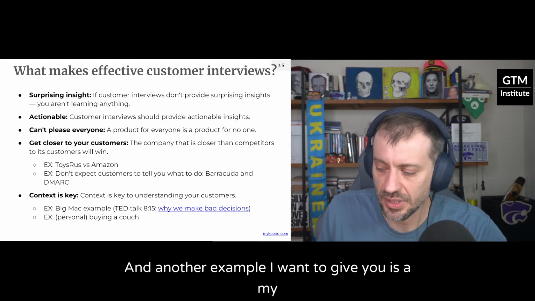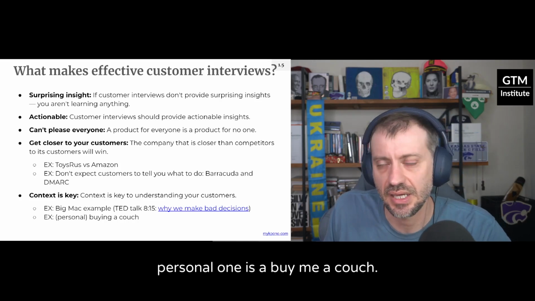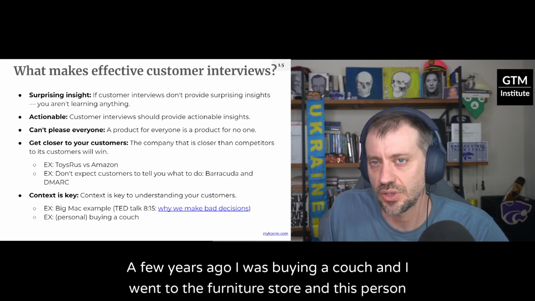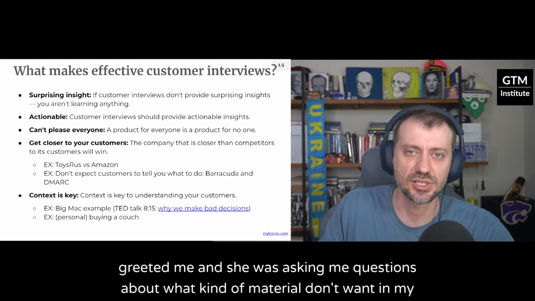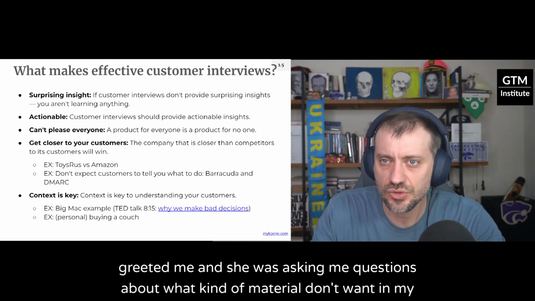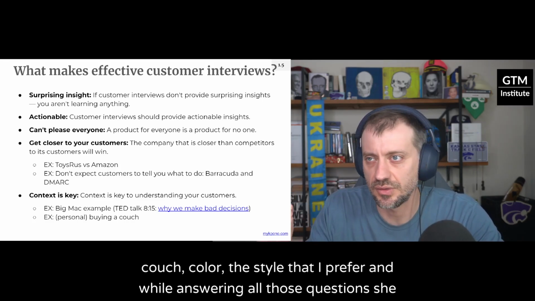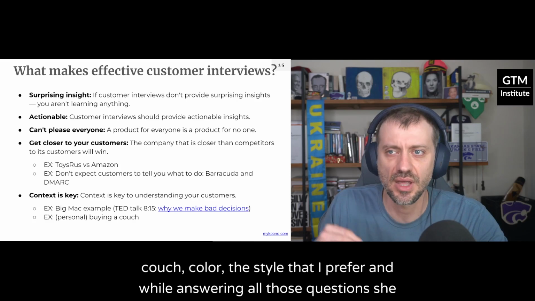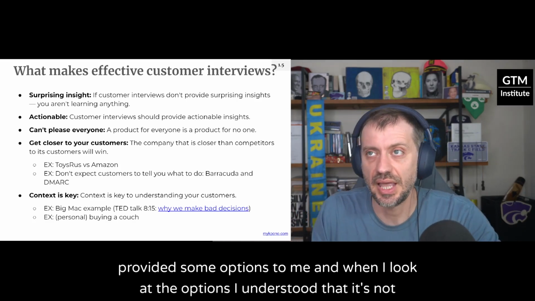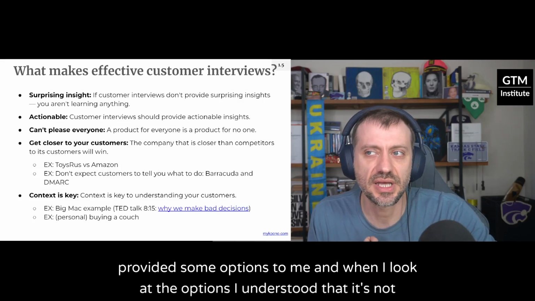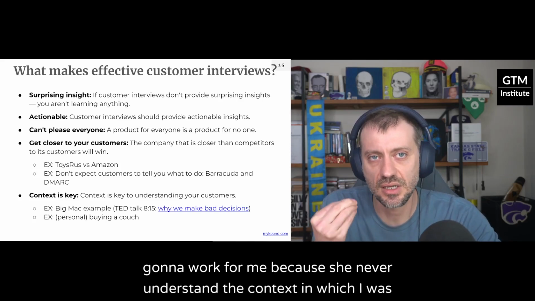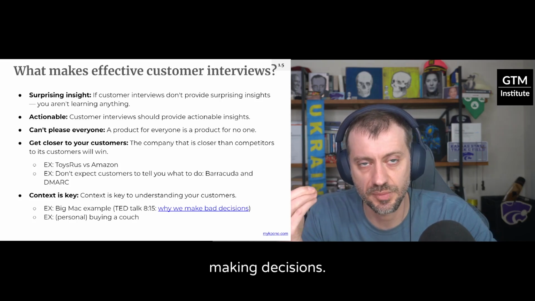Another example I want to give you is a personal one: buying a couch. A few years ago, I went to the furniture store, and a person greeted me and asked me questions about what kind of material I want in my couch, what color, and the style that I prefer. While answering all those questions, I was given some options. And when I looked at them, I understood that they were not going to work for me, because she never understood the context in which I was making the decision.